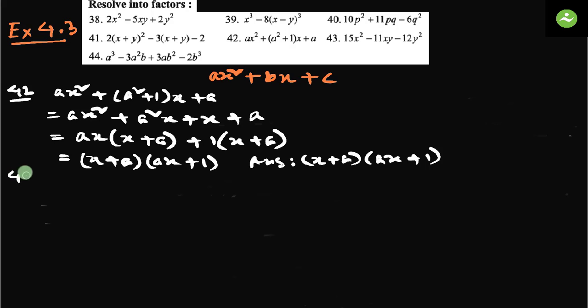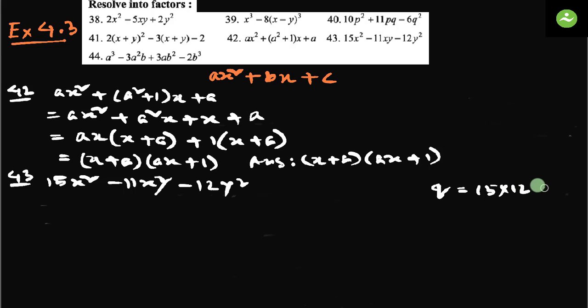Now 43. 15x square minus 11xy minus 12y square. So what is the value of q here? Q is 15 into 12 equals to, how much? 180.